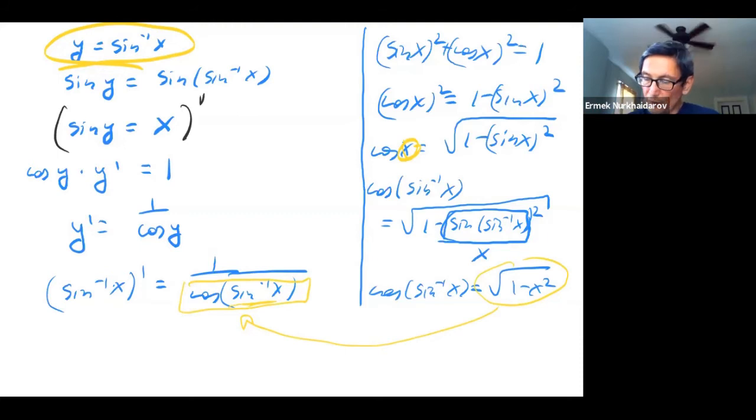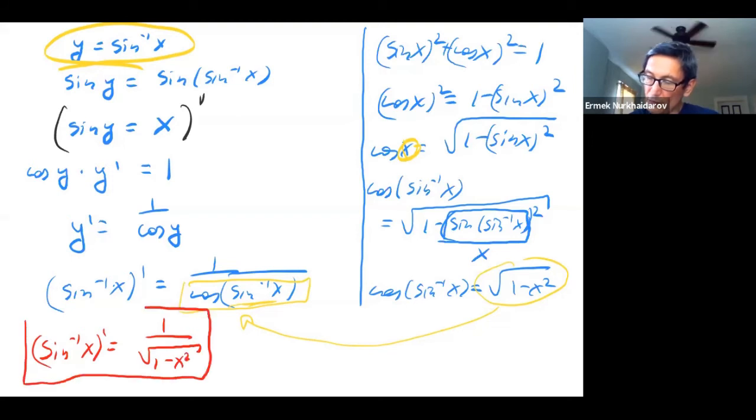So down the road, what we've got is the following formula, which says the derivative of sine inverse of x equals 1 over the square root of 1 minus x squared. That's a nice formula for the derivative of sine inverse.